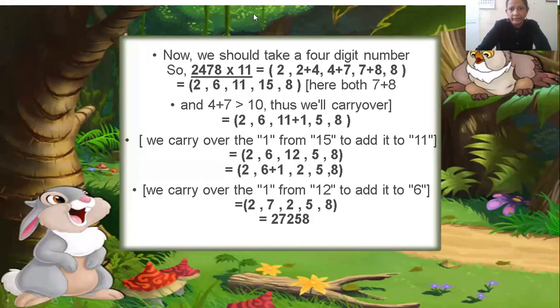Now you see here, the next question I have taken here is this 2, 4, 7, 8. You have to multiply this 2, 4, 7, 8 with this 11. So what you have to do here is, you can easily see, this is a 4-digit number. So with a 4-digit number, what will you do here? First you have to do the splitting. How will you do the splitting here? You see, what are the first and last numbers in this 2, 4, 7, 8? First number is 2 here and last number is 8 here.